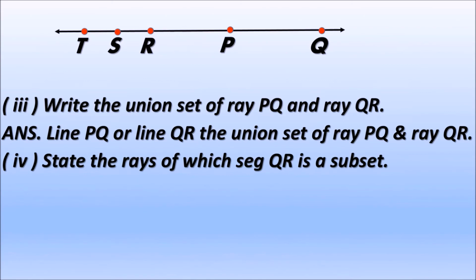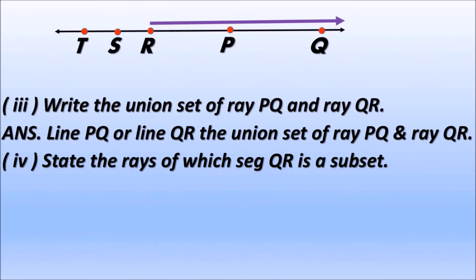Now here we have the next question. State the rays of which seg QR is a subset. That means you have to find the rays whose subset is seg QR. That means seg QR should be a part of those particular rays. You can see it is ray RQ, and segment QR is a part of this ray. So I can say that ray RQ is a ray whose subset is seg QR.